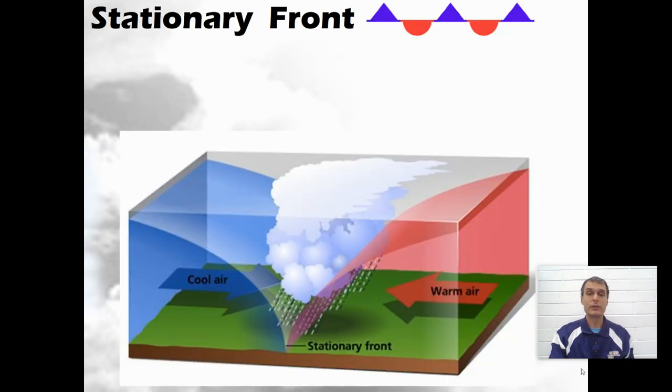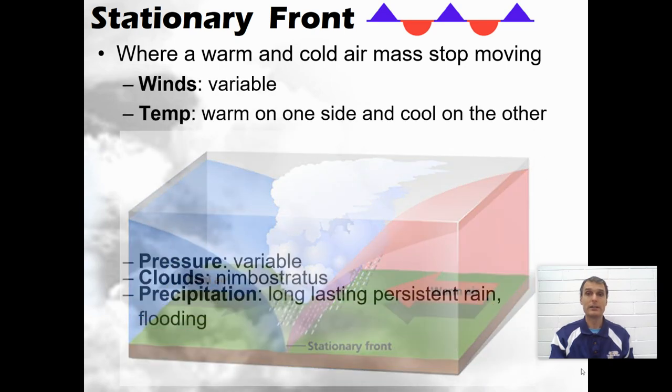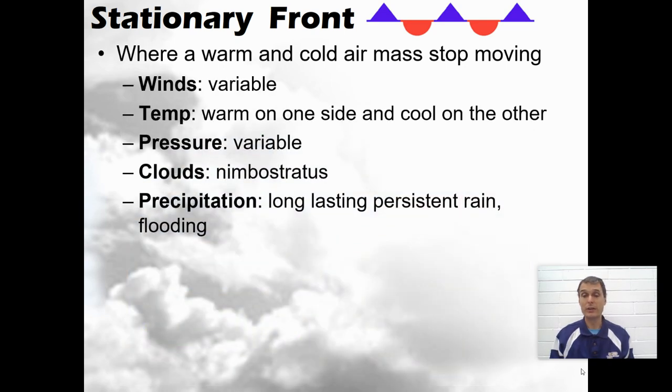The last type of front is what's called a stationary front, which makes you think it's not moving. And this is when a cold air and a warm air mass meet and they trap air in the middle and push it aloft. And so what's going to happen in this case, we're going to get nimbostratus clouds, which are rain clouds, and we're going to get long-lasting rain, which can lead to flooding.